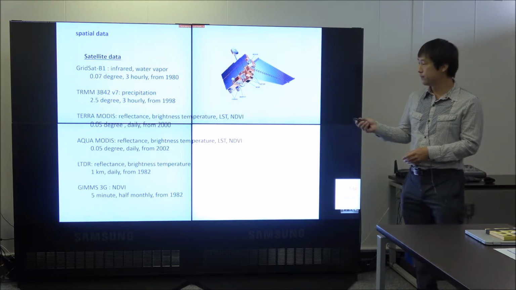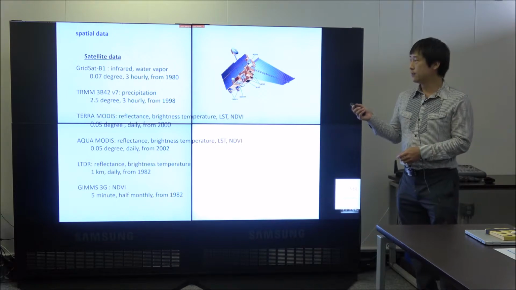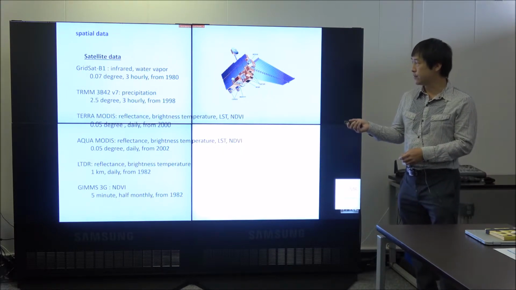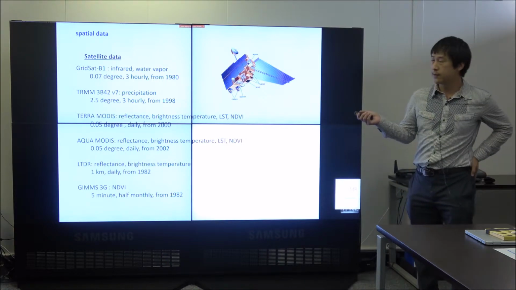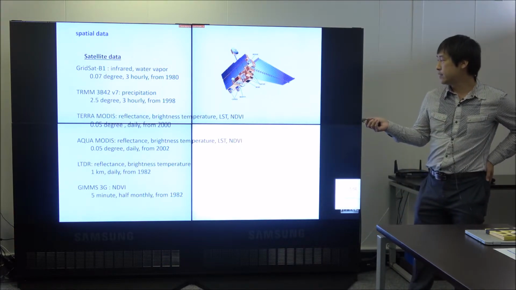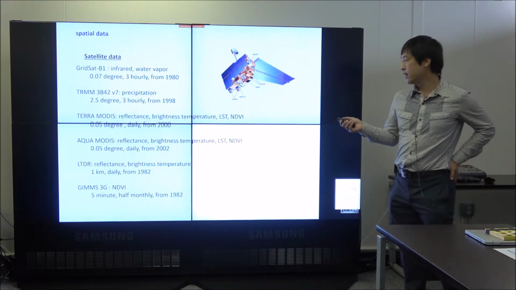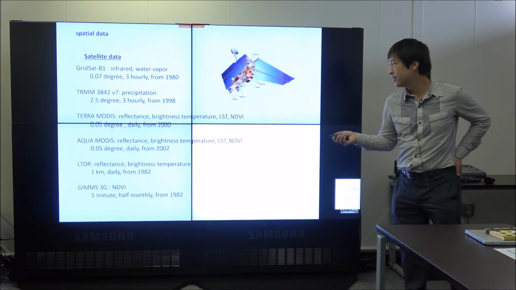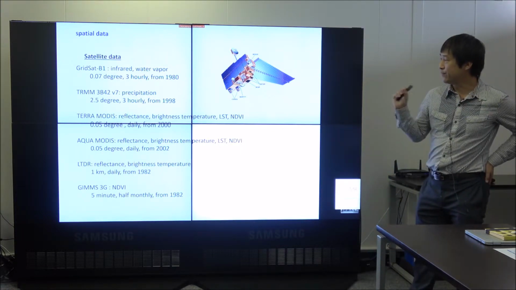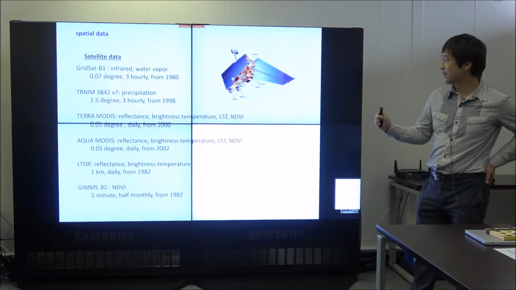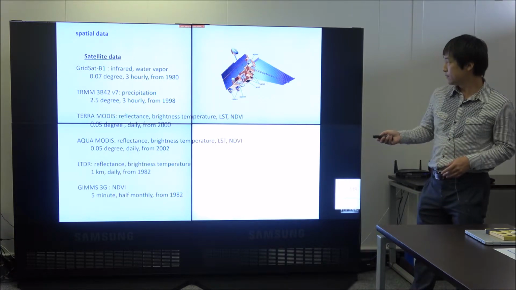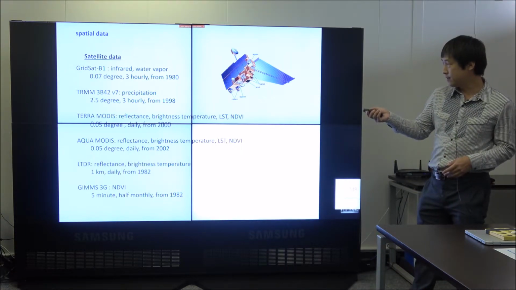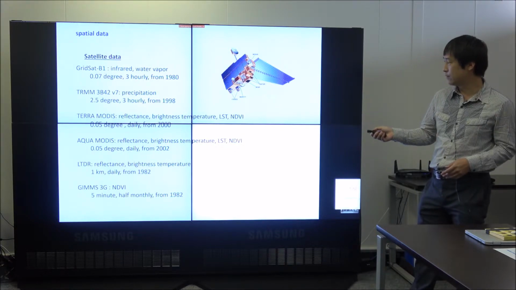I just pick those satellite data. GridSat-B1 is a geostationary satellite data set, and the TRMM 3B42 version 7, and the Terra MODIS data, Aqua MODIS, LTDR, GIMMS 3G. So for each satellite, each sensor, I sometimes pick 2 or 3 data sets, or products.